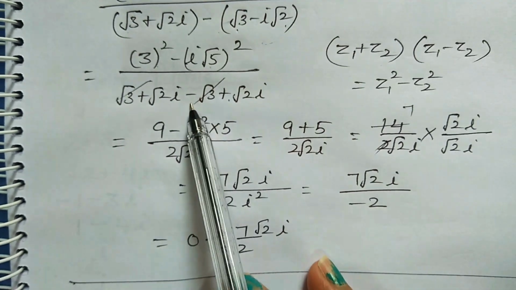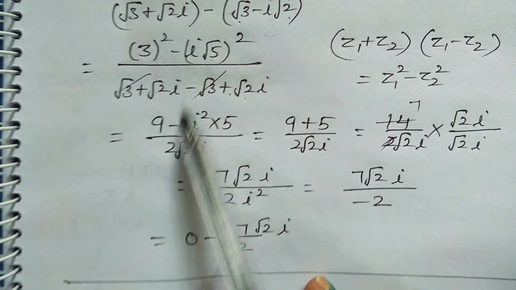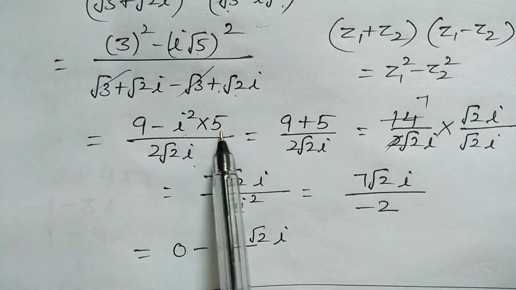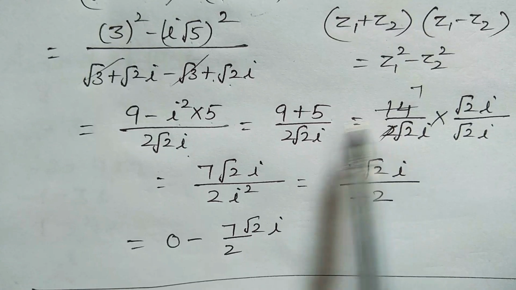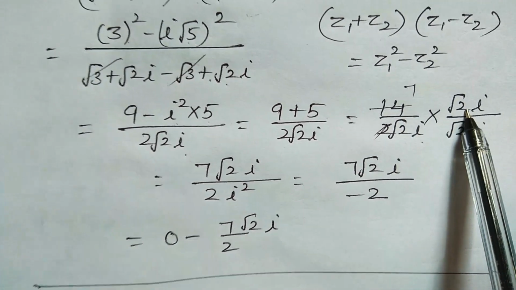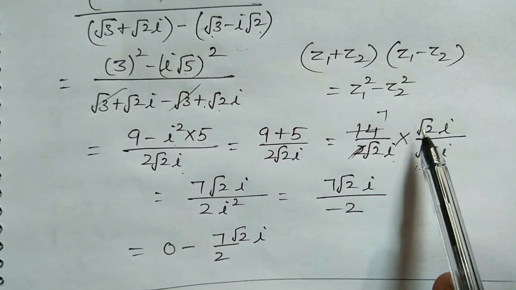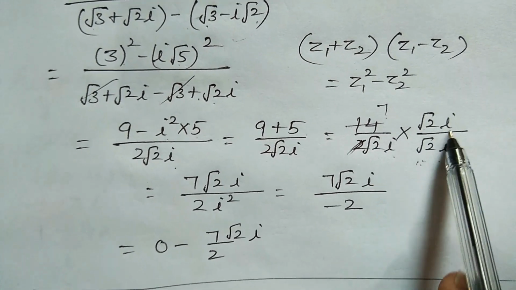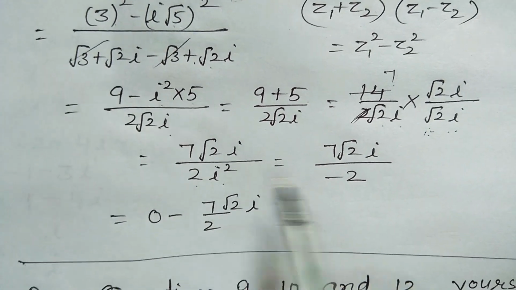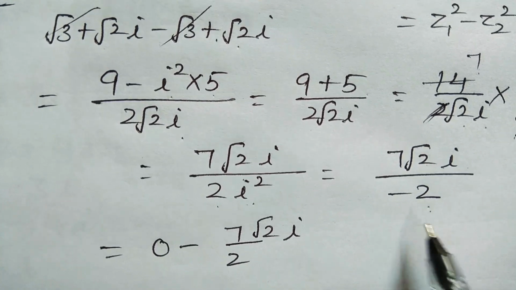So this will be minus and it will be plus. Root 3 cancels with root 3, and root 2 iota plus root 2 iota is 2 root 2 iota. The numerator is 9 minus 5 iota square. Iota square is minus 1, so minus into minus is plus, it will be 9 plus 5, which is 14, and the denominator is 2 root 2 iota. We will rationalize it, multiplying and dividing by root 2 iota, because 2 cancels with 14 to give 7. It is 7 root 2 iota, and the denominator will be root 2 into root 2, 2, and iota into iota, iota square. So 7 root 2 iota upon minus 2, because iota square is minus 1.